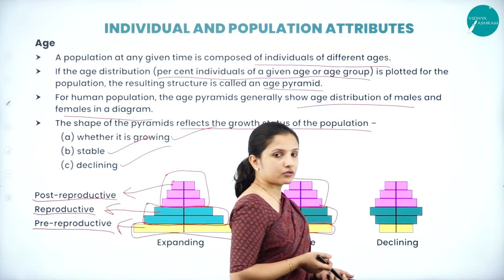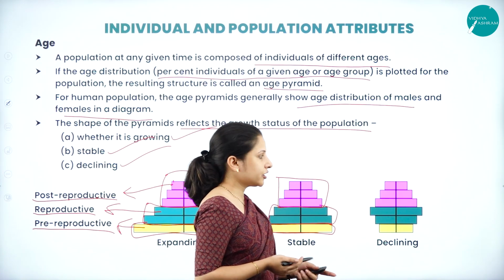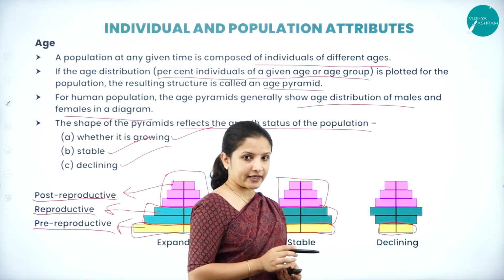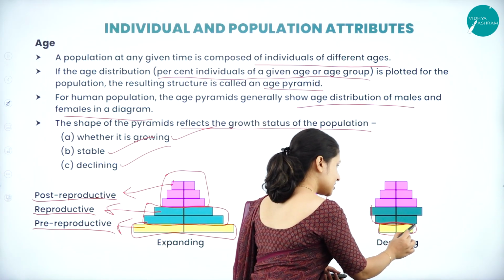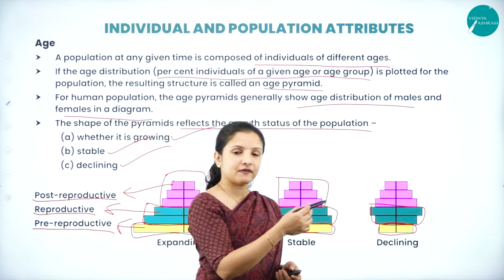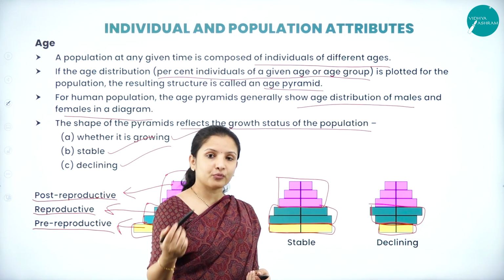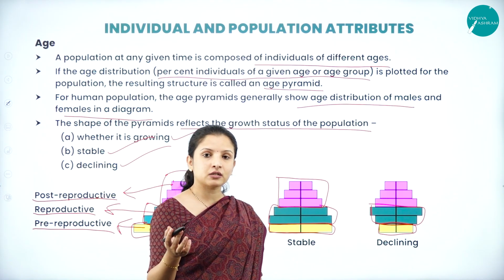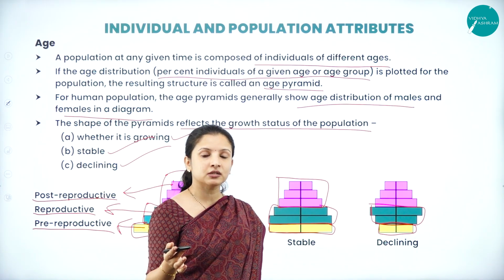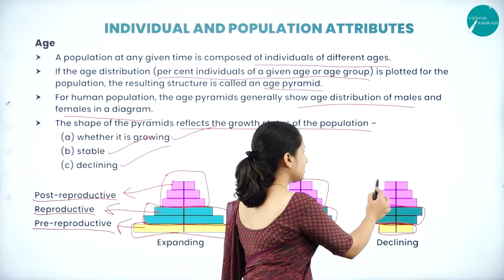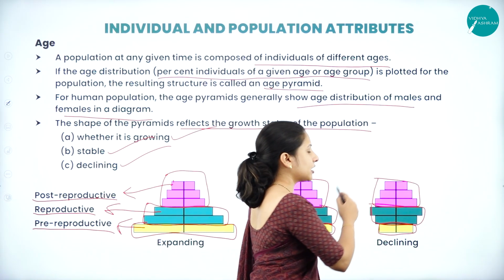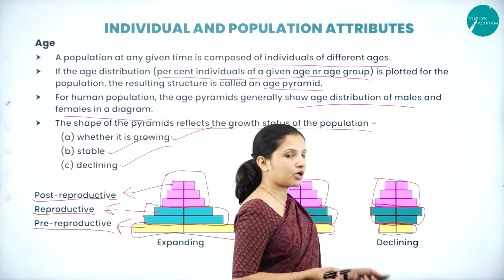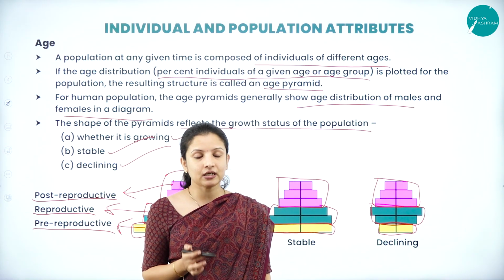So next, when talking about this particular age pyramid, you can see the pre-reproductive individuals are very less, the reproductive individuals are more, but these reproductive individuals will later on enter into the post-reproductive stage, right? And the number of pre-reproductive individuals entering into the reproductive stage is very, very less. Also the post-reproductive individuals are less. Here the population is declining because the pre-reproductive individuals are very, very less in that population.